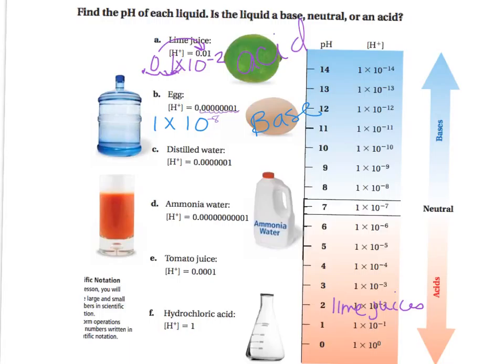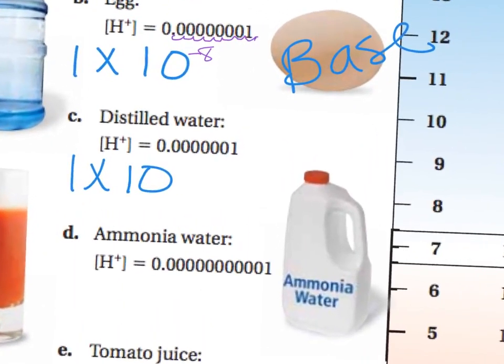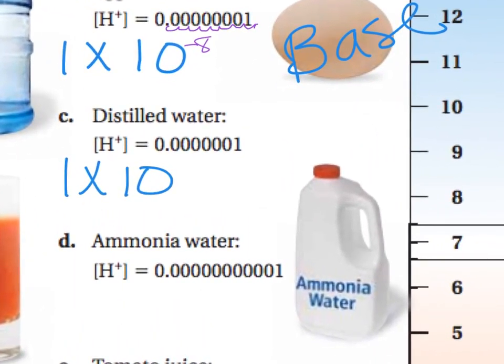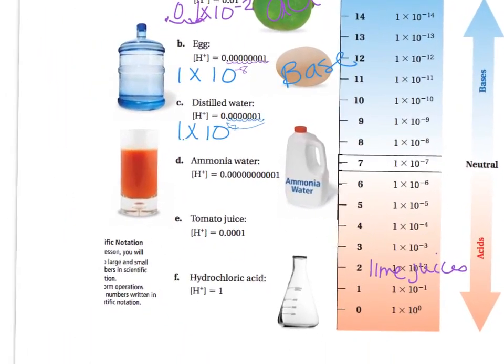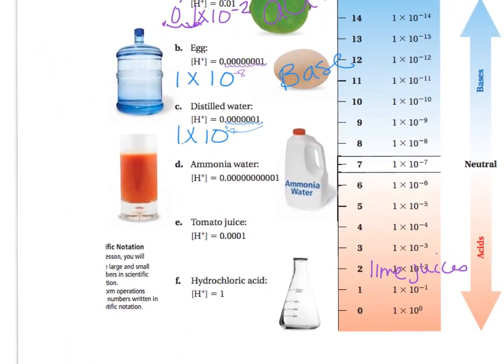Okay, now we have distilled water. So that's going to be 1 times 10 to what power? Once again, let me make that bigger so we can actually move it over. The decimal's here, right? And remember, I'm trying to get it to there. So we count 1, 2, 3, 4, 5, 6, 7. So my exponent is -7. And then we look at our chart, and it says -7 is a neutral. So the water is a neutral.